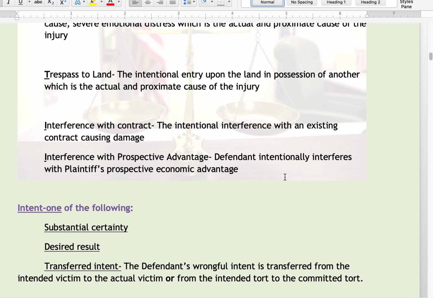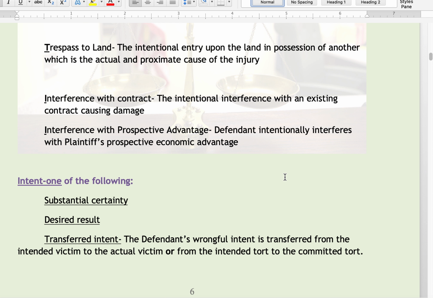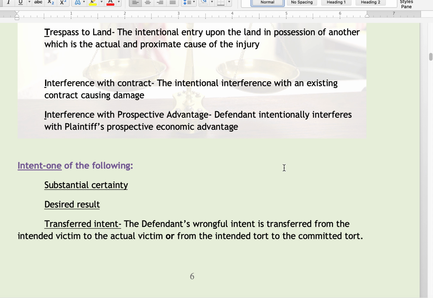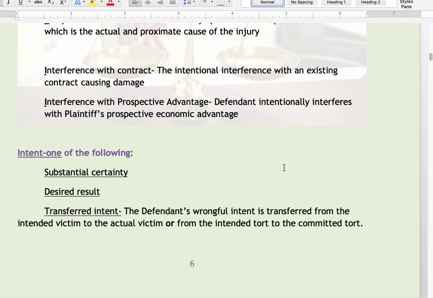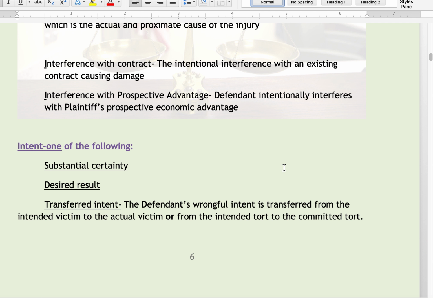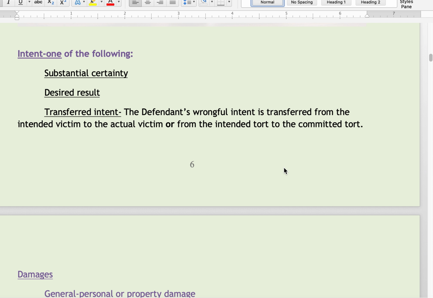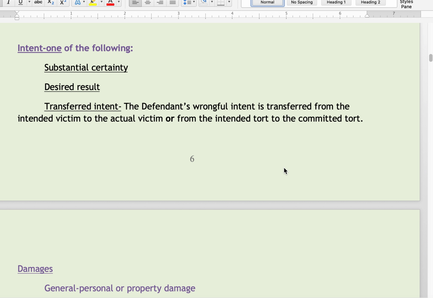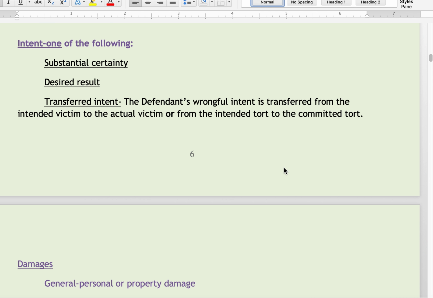Trespass to land. The intentional entry upon the land in possession of another, which is the actual and proximate cause of the injury. Interference with contract. The intentional interference with an existing contract causing damage. Interference with prospective advantage. Defendant intentionally interferes with plaintiff's prospective economic advantage. Intent. One of the following: substantial certainty, desired result, transferred intent.